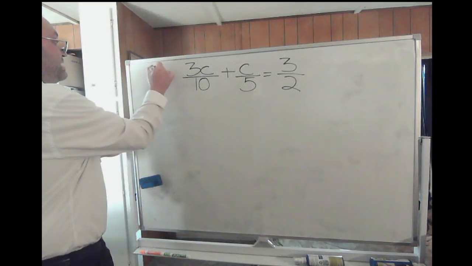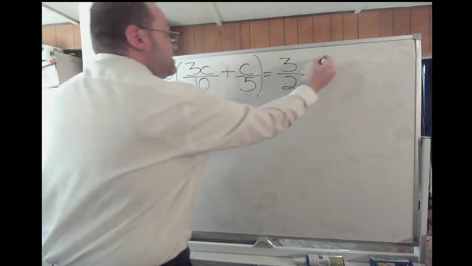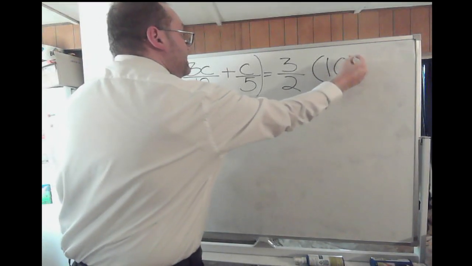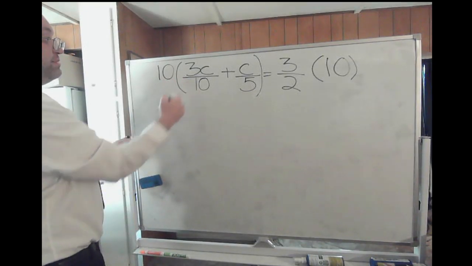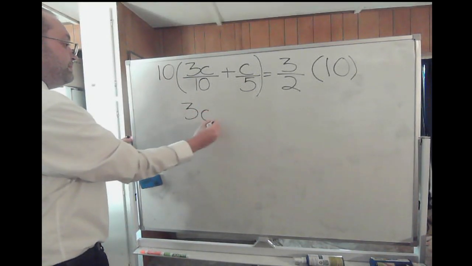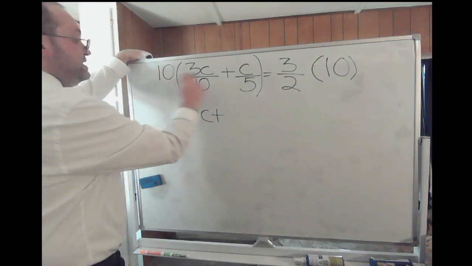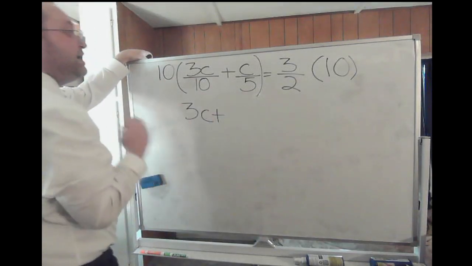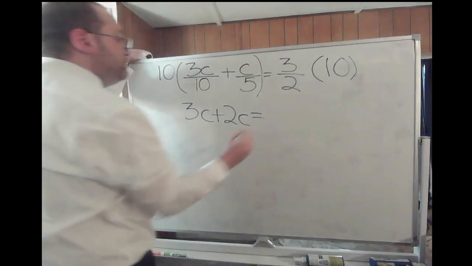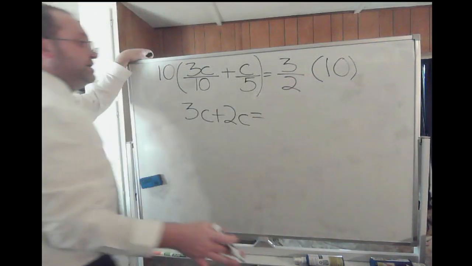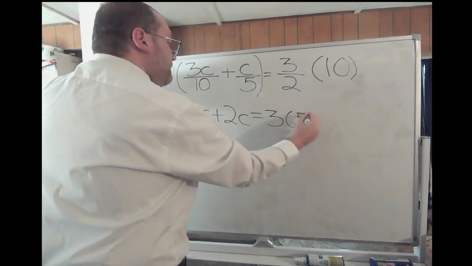So take the left side, multiply that by your least common denominator of 10, and then you got to do it to the right also. You'll multiply that by 10. Alright, so the first term, 10 times 3c over 10, 10 divided by 10 is 1, you just get 3c. Okay, now you have plus, you got 10 times c over 5, 10 divided by 5, that's 2, you would get 2c. So you have 3c plus 2c is equal to 3/2 times 10. Well, 10 divided by 2 is 5. You would have 3 times 5 here.